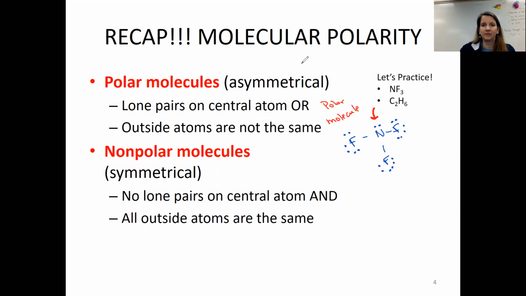So let me get that C2H6 up here again, so we can take a look at this. As you can see, you're looking around the central atoms. There are no lone pairs around the central atoms, and all of those outside atoms are hydrogen. That means this one is a nonpolar molecule.